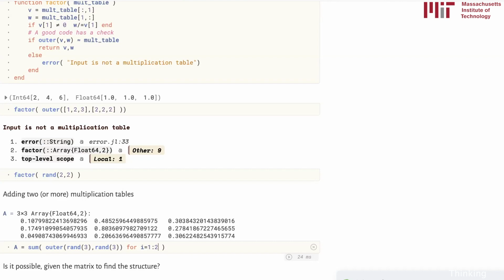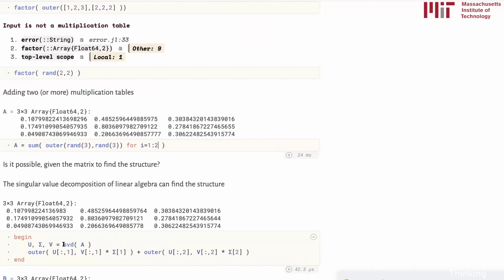You might see it in a linear algebra class. I just want to mention it. It's something called the singular value decomposition, and it is really good at finding the multiplication tables that need to be summed to form a matrix. And the great thing about the singular value decomposition is you can choose to throw away as many multiplication tables as you like. Just keep the first few, and this will be a good approximation to a matrix.